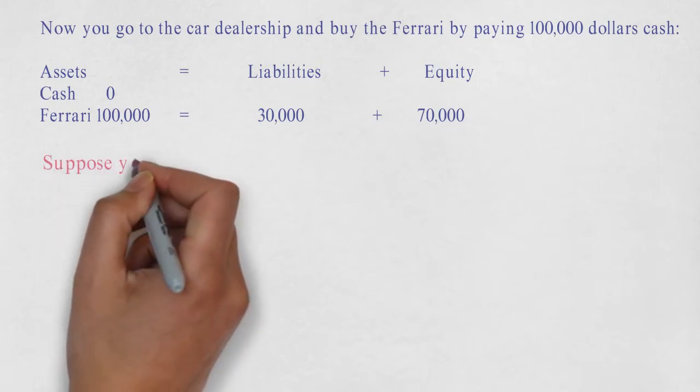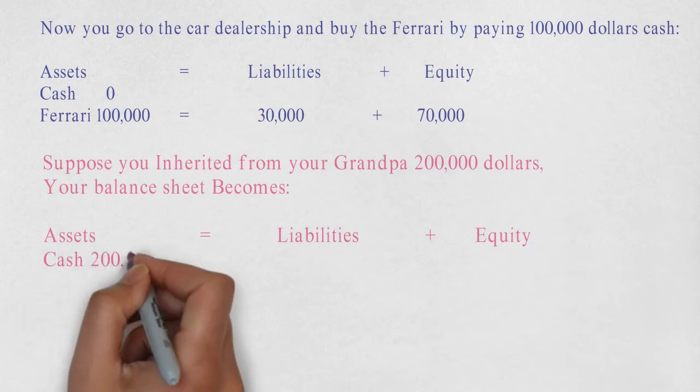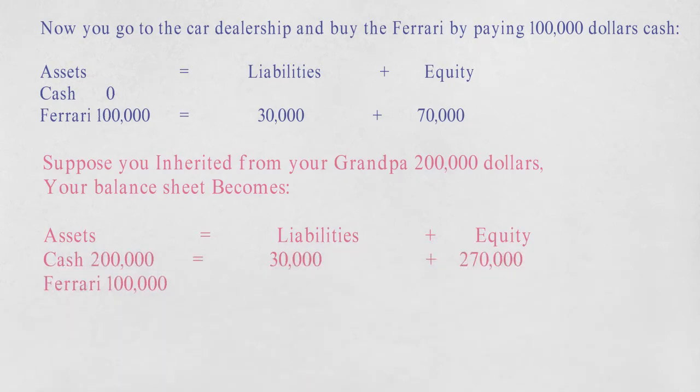Suppose you inherited from your grandpa $200,000. Now look what happens to your balance sheet. Now cash went up from zero to $200,000, and the Ferrari, nothing changes to that Ferrari from the inheritance, so it stays at its value of $100,000. Your liabilities is still the same, so $30,000 worth of liabilities, and your equity now went from $70,000 to $270,000 because this money is entirely yours.